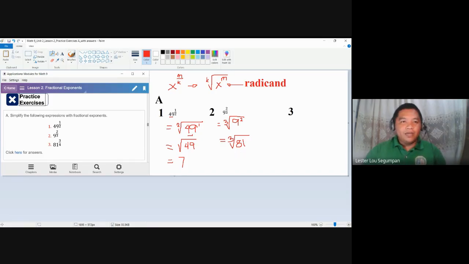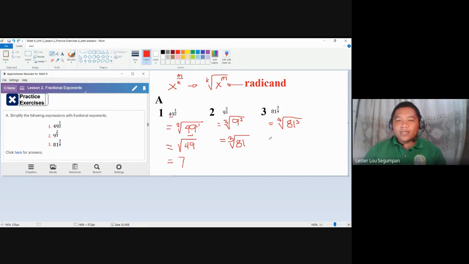As for number 3, the final item, let us have here 81 to the power of 3/4. Again, converting it to an expression with radical notation, you have here the index 4, and then we have 81 cubed, and you have here the fourth root. The fourth root of 81 cubed.